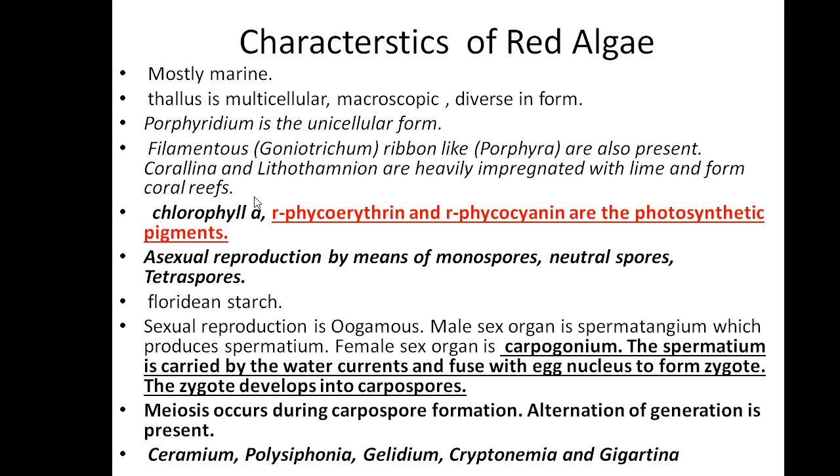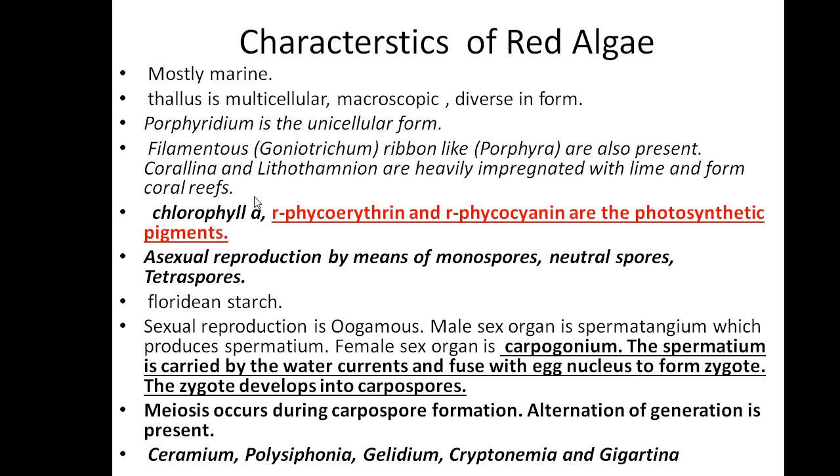Chlorophyll a, R-phycoerythrin and R-phycocyanin are the photosynthetic pigments. R-phycoerythrin and R-phycocyanin are the photopigments. Asexual reproduction is by means of monospores, neutral spores and tetraspores. Floridean starch is what is stored in this type of algae.